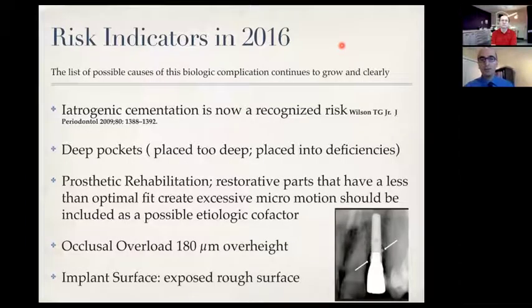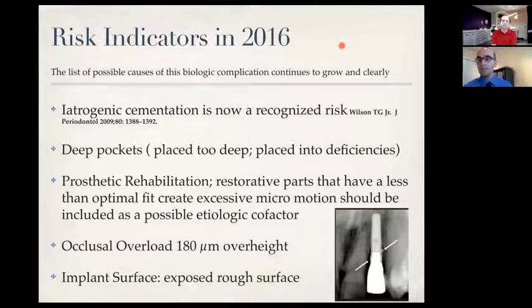I would like to draw your attention to this slide, because I think these are more and more common things that are happening, and these are things that are preventable in clinical practice, like cementation. Cementation is a huge problem now because dentists tend to cement implant crowns the same way that they cement crowns over teeth, but implants are not teeth.